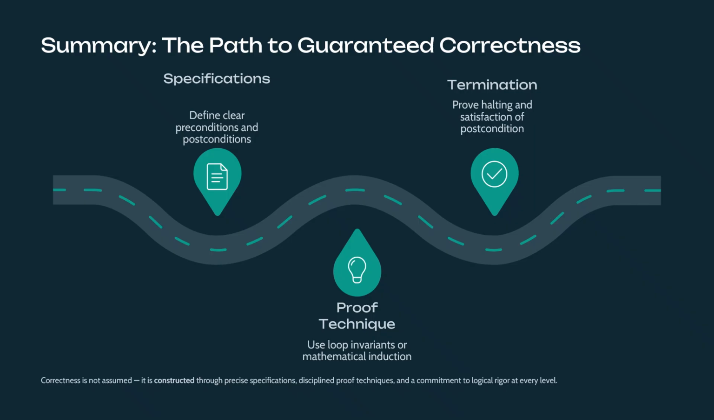After that, we prove that the algorithm terminates successfully. Finally, we demonstrate that once execution finishes, the postcondition always holds. Together, these steps provide mathematical assurance that the algorithm behaves exactly as intended. Correctness is therefore not assumed, it is systematically constructed through careful logical reasoning.